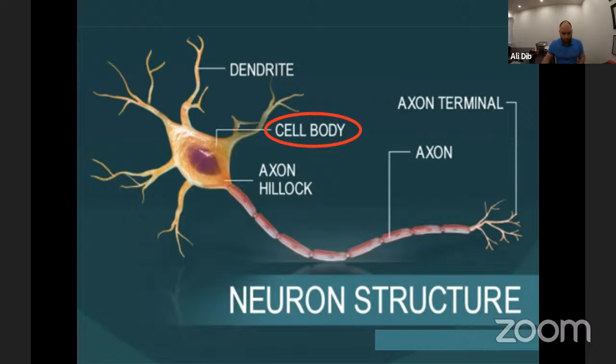This whole cell body over here is encased by a cell membrane that serves as a barrier between the inside and the outside of the neuron. This is important as it helps maintain the neuron's electrochemical gradient, which we're going to talk about in a bit as well. The electrochemical gradient is basically the difference in concentration of certain ions like sodium and potassium, as well as the difference in electrical charge between the inside of the cell and the outside of the cell.